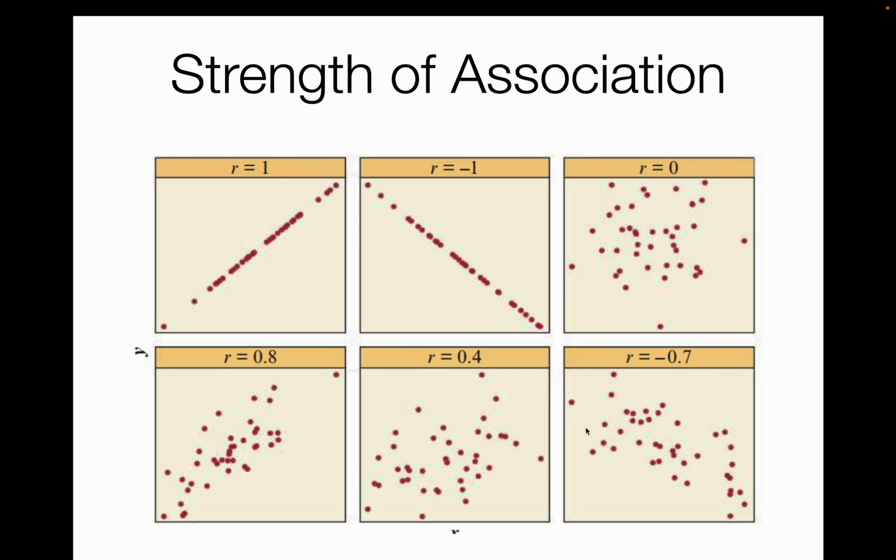And so you have two things to worry about for strength of association. Direction, is it positive or negative? And then also strength.